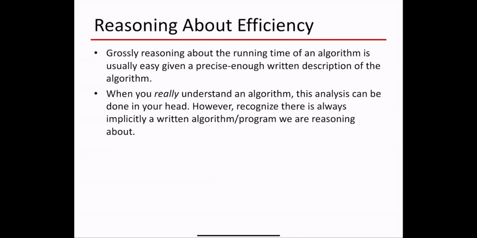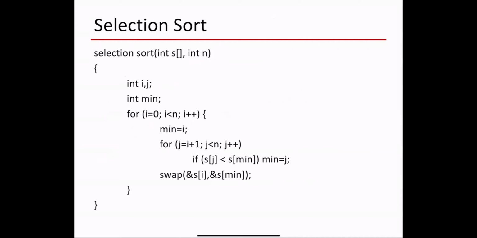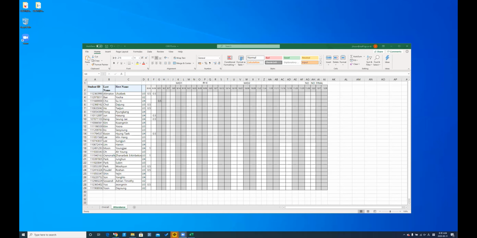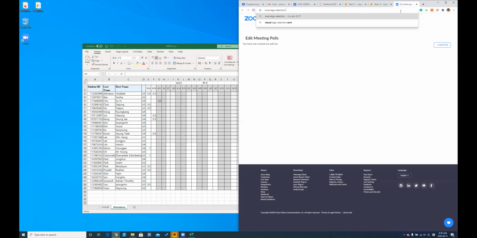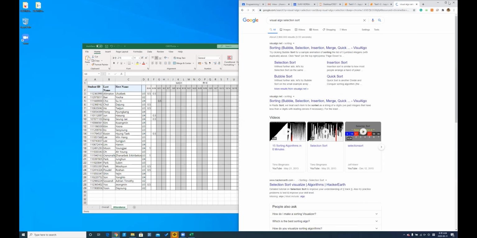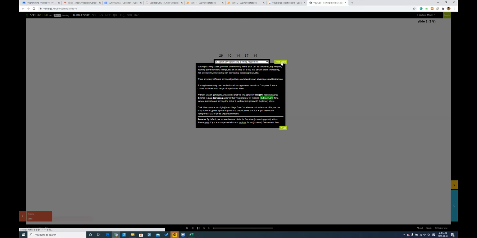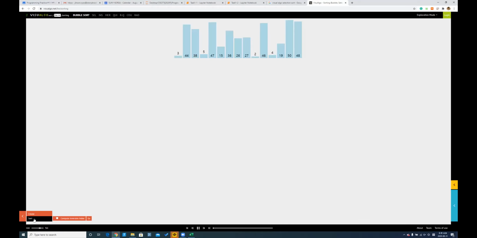Let's talk about this. So selection sort. I'm sure you know what a selection sort is. Okay, so this is a selection sort.